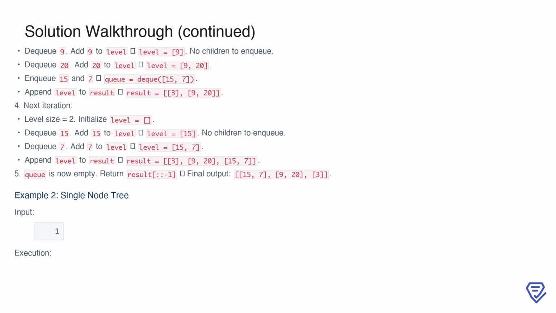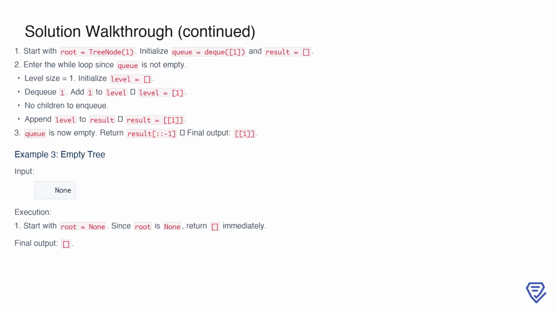At this level, there are again two nodes, so we initialize a new level list. We dequeue node 15, add it to the level list, and since it has no children, we don't enqueue anything. Similarly, we dequeue node 7, add it to the level list, and leave the queue empty. This gives us the level 15, 7, which we append to the result. Since the queue is now empty, the traversal is complete, and reversing the result gives the final output, 15, 7, 9, 20.